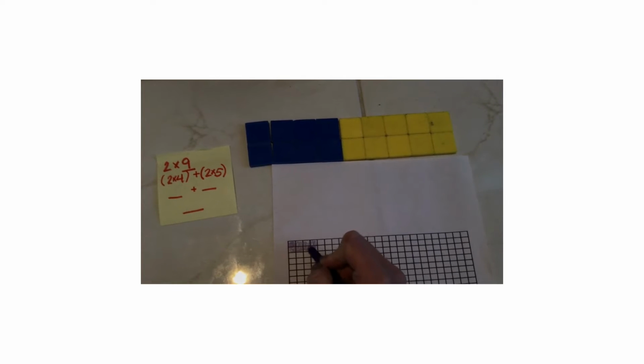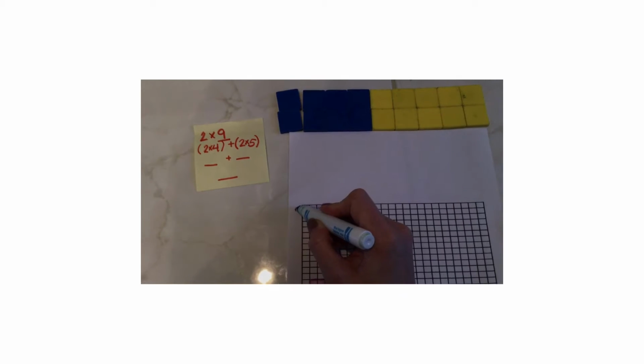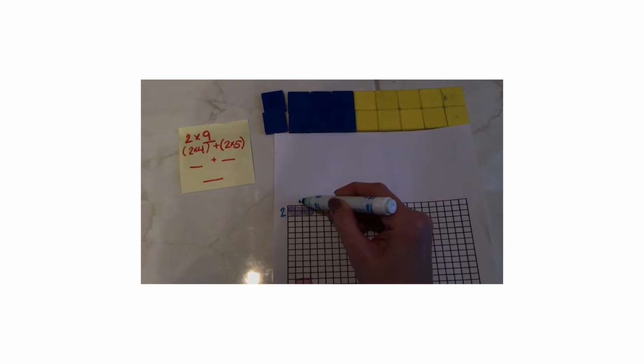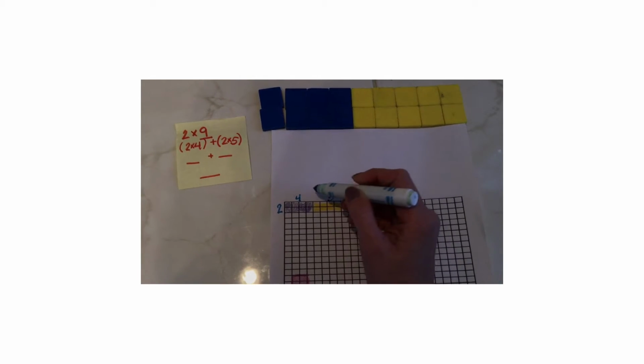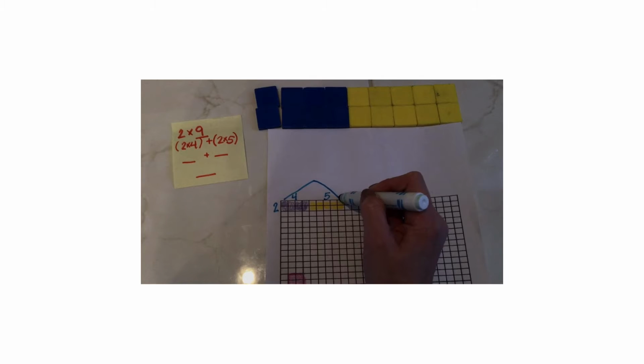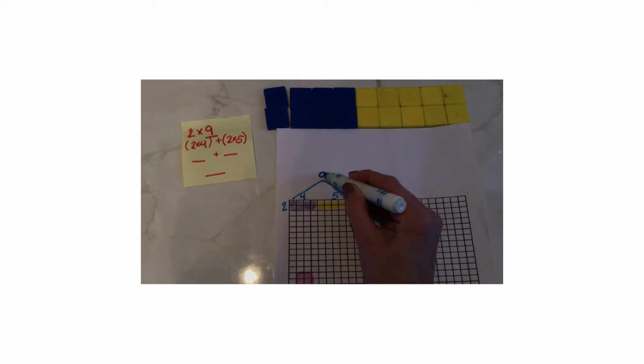2 rows of 4, and then let me find my other color. Where did it go? There it is. 2 rows of 5. Now I could write this problem right here and have a 2 because I have 2 rows throughout. And here is 4 and here is 5. Now the total was 9. Remember that from our problem over here?